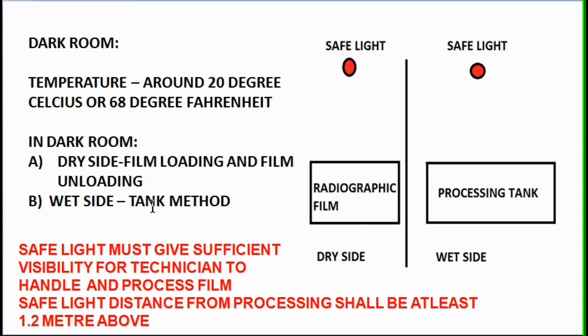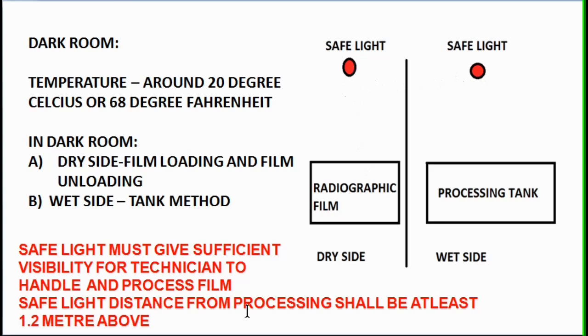And the wet side is the tank method, that is the processing tank. In this area, the film will be processed, that is the invisible image will be converted into a visible image by use of the processing tank. The safe light must give sufficient visibility for the technician to handle and process film. So that's why the safe light is held here.